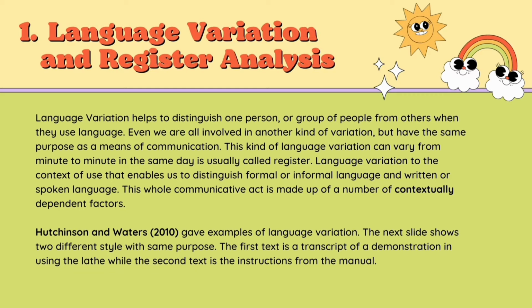Language variation helps to distinguish one person or group of people from others when they use language. Even though we are all involved in another kind of variation, we have the same purpose as a means of communication. This kind of language variation, which can vary from minute to minute in the same day, is usually called register. Language variation according to the context of use enables us to distinguish formal or informal language and written or spoken language. This whole communicative act is made up of a number of contextually dependent factors.